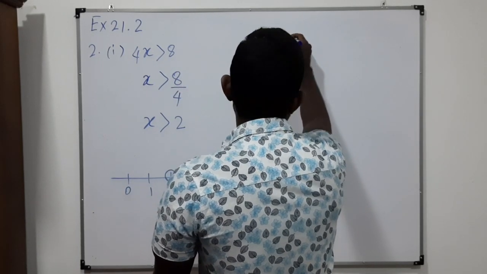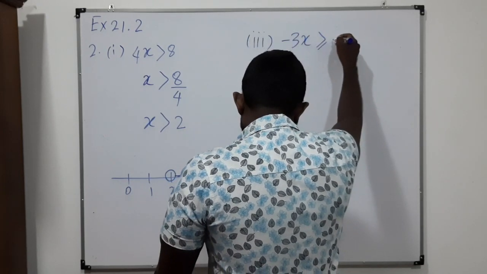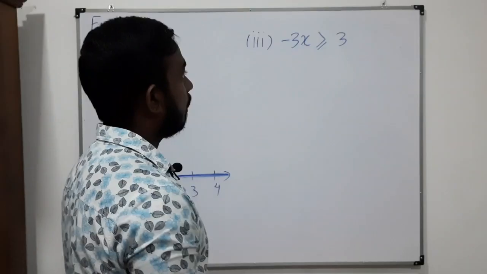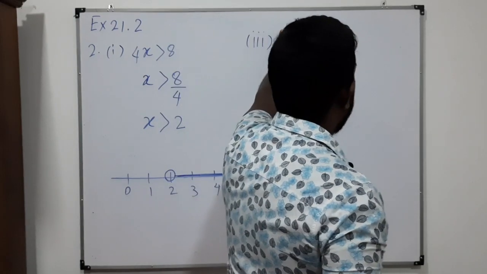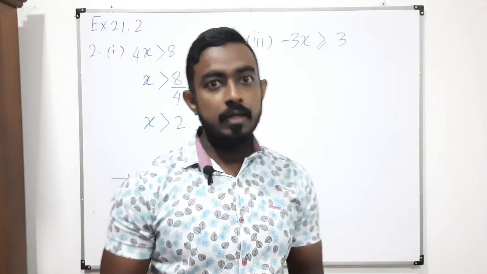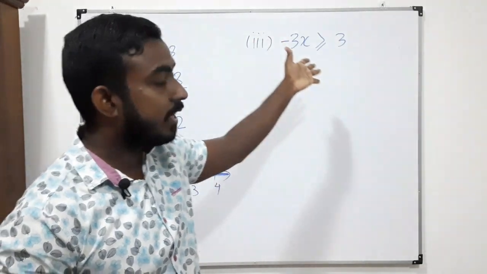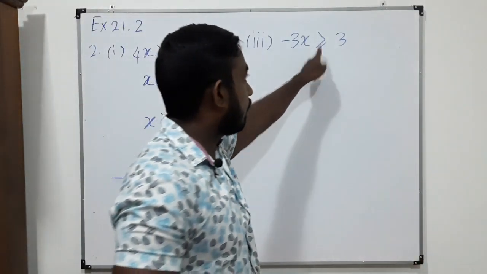Minus 3x is greater than or equals 3. Now again I have to close minus 3 by finger and send it to the other side. So you know the rule in here: when we divide an inequality by a negative value, the inequality mark changes.